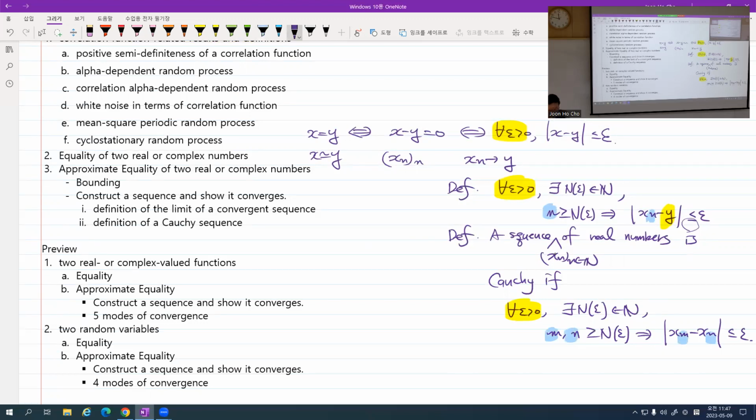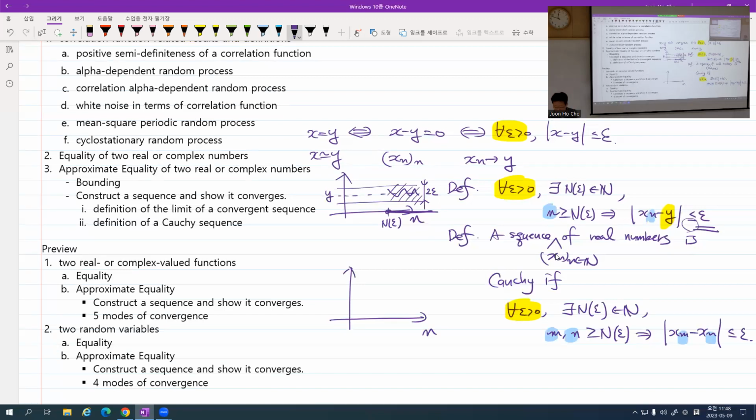So if we visualize the difference between the original definition and the definition of a Cauchy sequence, it's like this: you have some target y and take a small interval of length 2 epsilon. Then what does that definition say? Whatever epsilon you choose, you can find n of epsilon, and after this n of epsilon, every member of x of n resides in this interval.